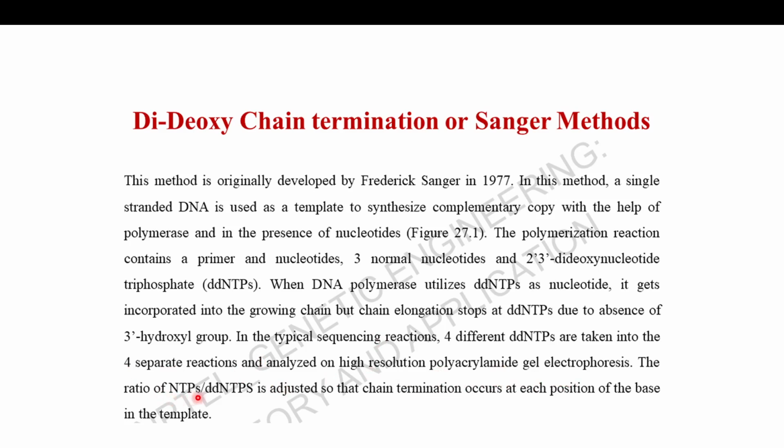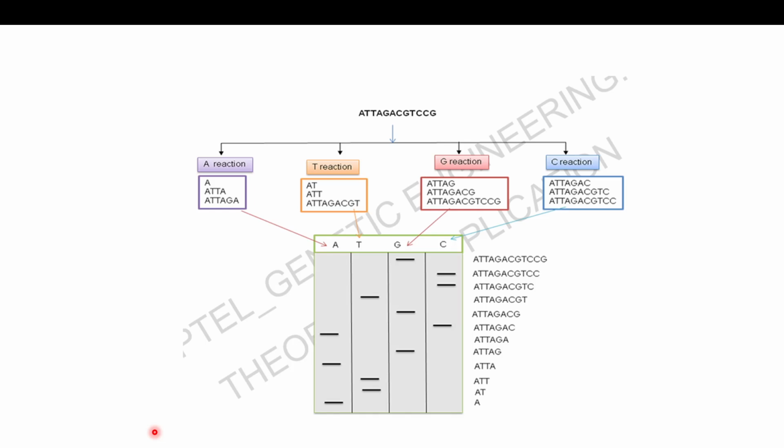The ratio of NTPs to ddNTPs is adjusted so that the chain termination occurs at each position of the base in the template. So one is the A reaction, one is the T reaction, one is G reaction, one is C reaction. Now what happens here is, suppose the reaction stops at this particular area. So it encounters ddATP, suppose. Okay, so it will stop here. So then if this is the case, then this becomes A.